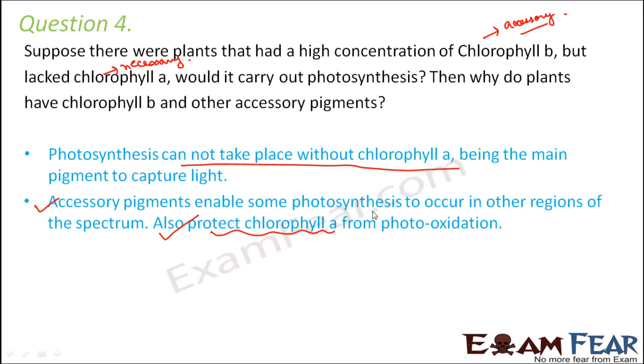Second, they help some photosynthesis occur in other regions of the spectrum, because chlorophyll A absorbs light only in the blue and the red regions. That is why maximum photosynthesis occurs in these two regions. But due to the presence of these accessory pigments, some small amount of photosynthesis also takes place in the yellow region. So that is because of these accessory pigments. It adds on to the effect. Similarly, when light falls on the accessory pigments, they also absorb some wavelengths and transfer that energy to the main pigment, that is chlorophyll A.